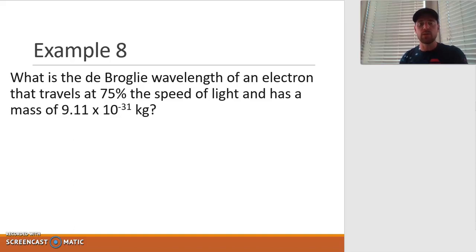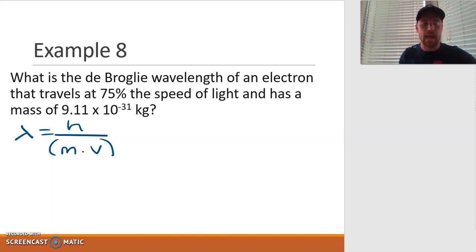What would be the de Broglie wavelength of an electron that travels at 75% the speed of light, and reminder, has the mass of 9.11 times 10 to the negative 31st kilogram? So we're calculating the de Broglie wavelength, and so remember that's going to be Planck's constant divided by the product of mass times velocity.